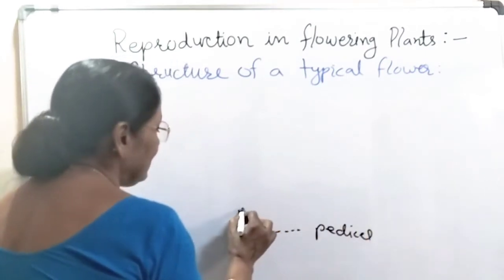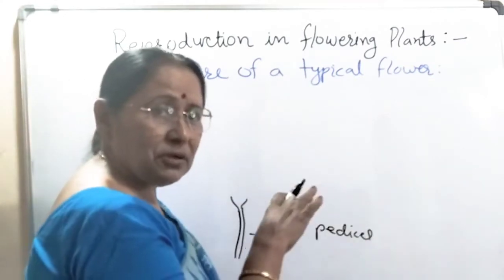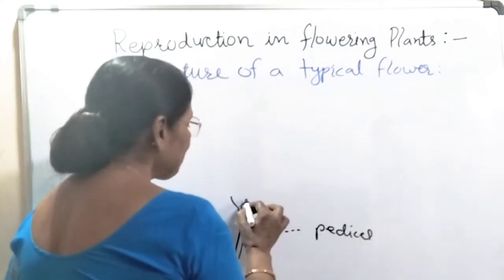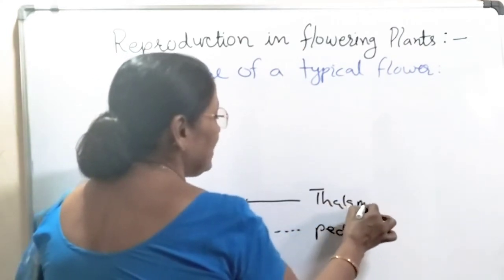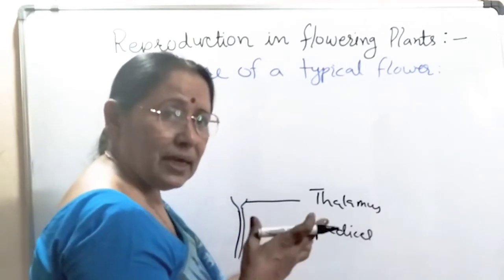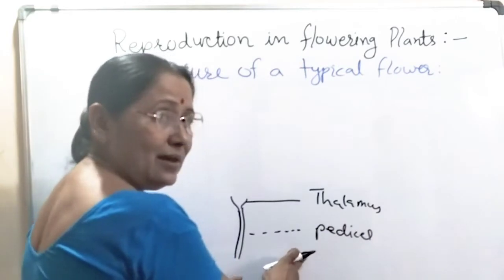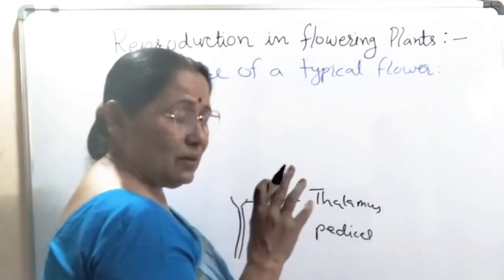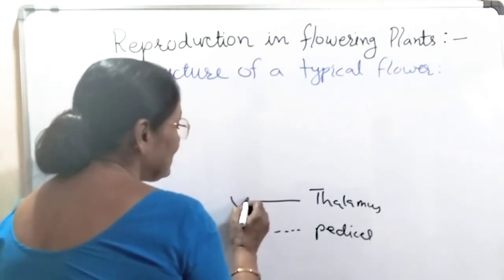And its flattened uppermost part, which acts as a platform on which the 4 whorls will be arranged, is called thalamus. Do you remember, can you recall the name of the stalk of the leaf? Yaad karo, yaad karo. This is pedicel, and that is petiole. The stalk of the leaf is petiole. Okay, come back. This is thalamus.